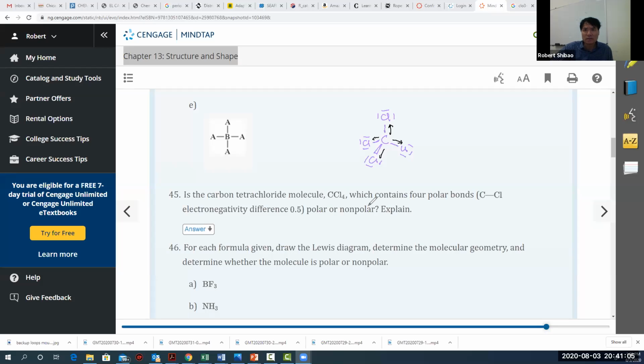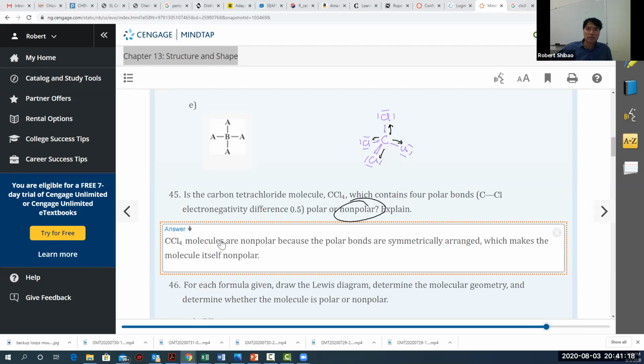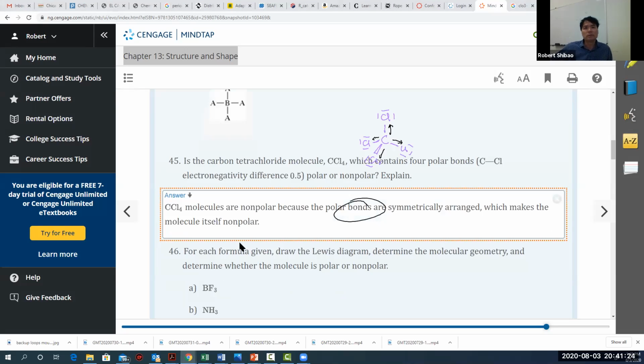And so this ends up being non-polar because in a tetrahedral arrangement, we have spherical symmetry. They're all going to cancel out in 3 dimensions. A little bit hard to see, but the bonds are symmetrically arranged, which makes the molecule itself non-polar.